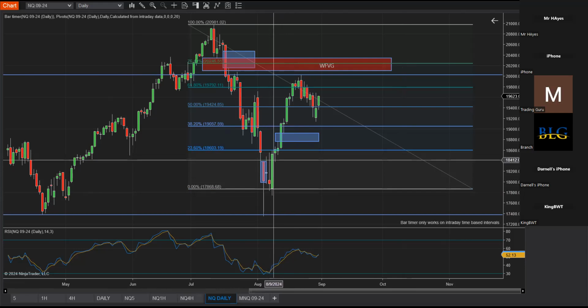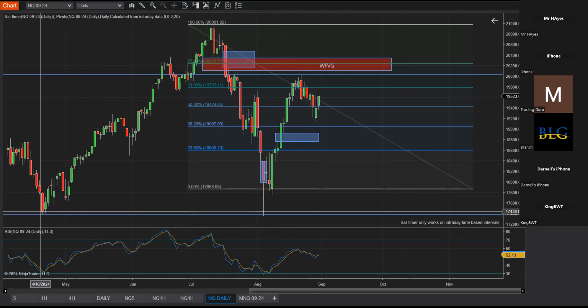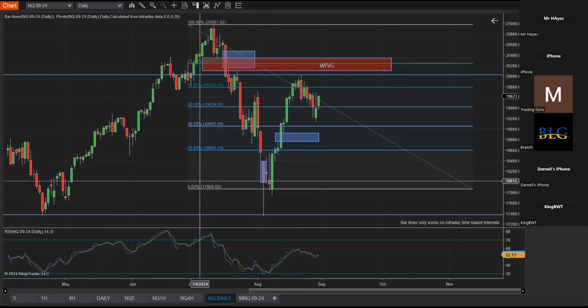So this candle on August 8th or 9th closed above your order block. The reason why this is an order block is because it swept what? Liquidity.